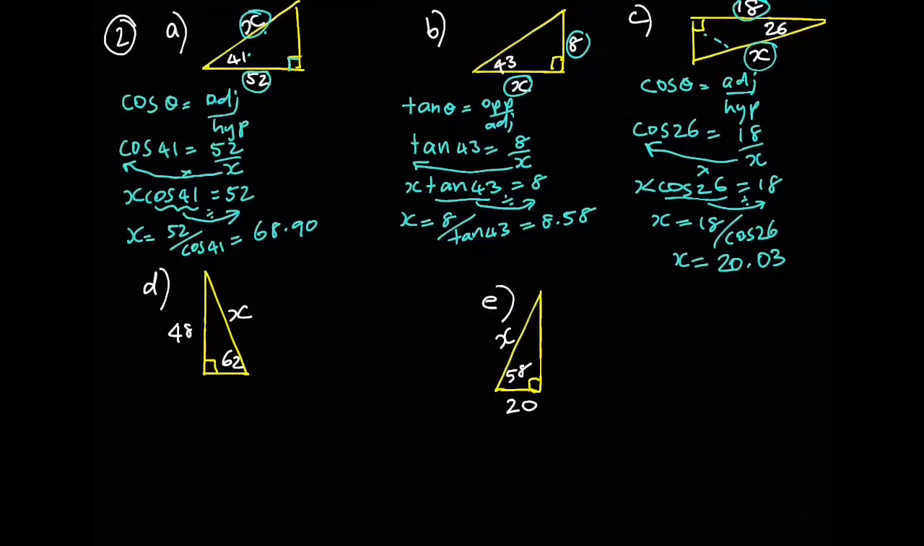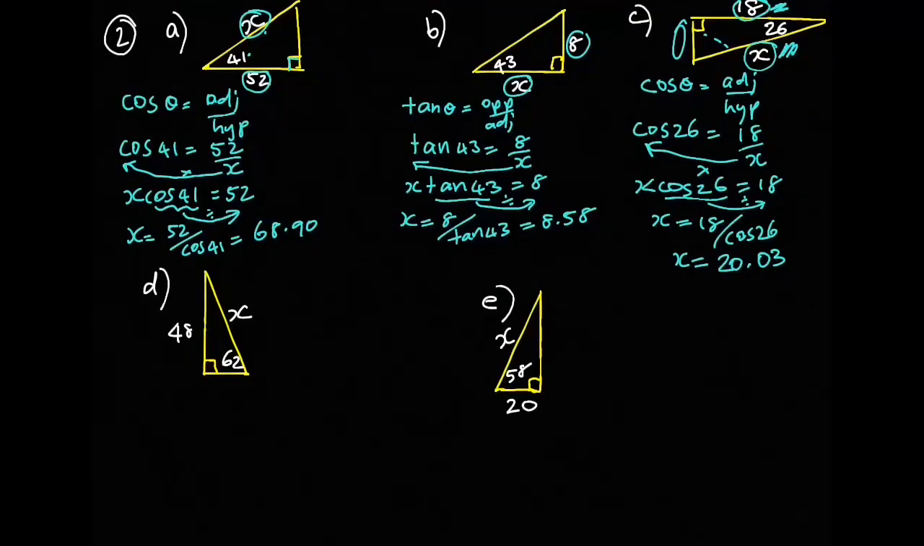Before I move on, I just want to bring your attention to the shape of the triangle. So with part C, it's got a very small angle, 26. Now this means that the adjacent value here is going to be not much smaller than the hypotenuse. And the opposite value is going to be quite small. So when you get your answers, you can check this to see if you're way off or not.